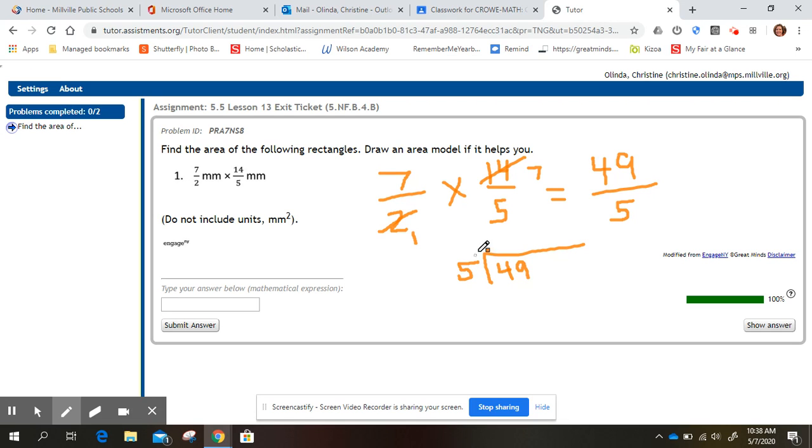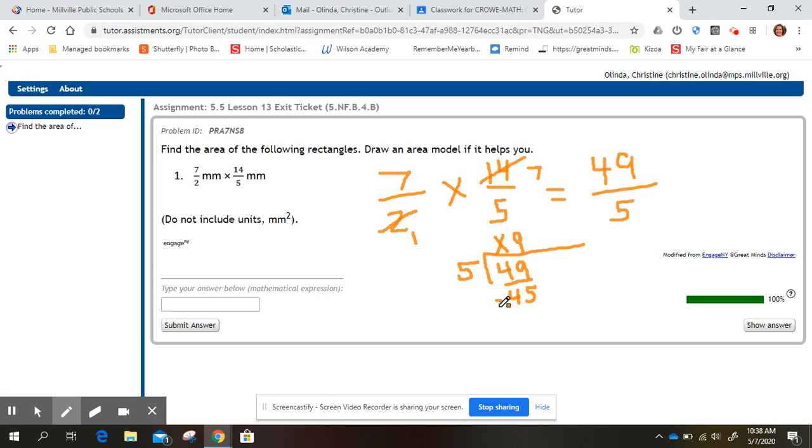And I think, if I have 5, can I get 4? No. If I need 5 and I only have 4, that would be a no. 5 does not go into 4. So I have to look at this like a 49. And I think, what number can I multiply 5 by to get 49? And the answer would be 9. Because 9 times 5 is 45.